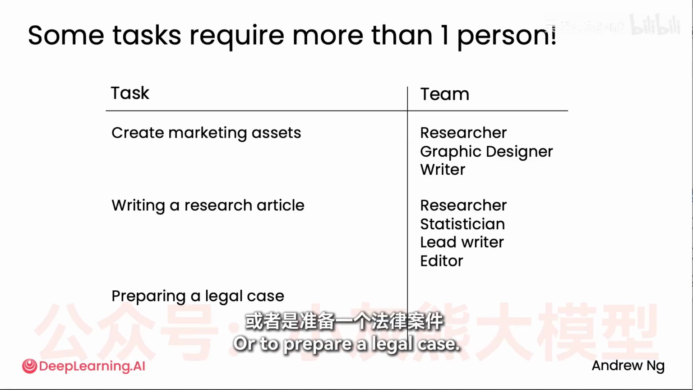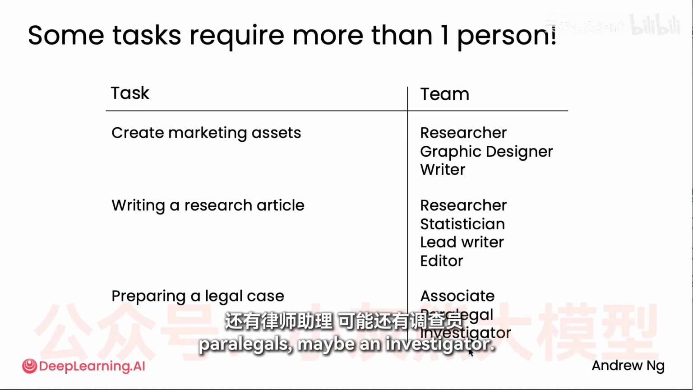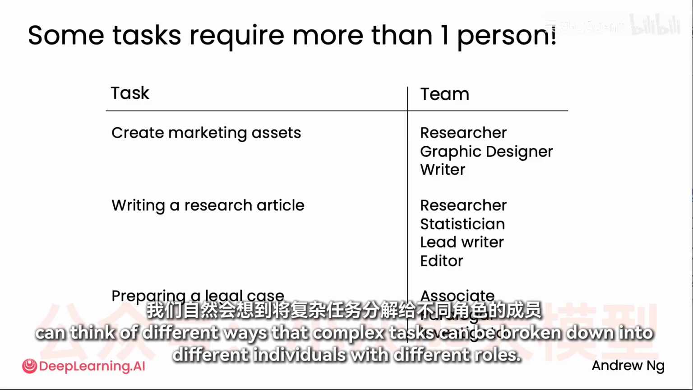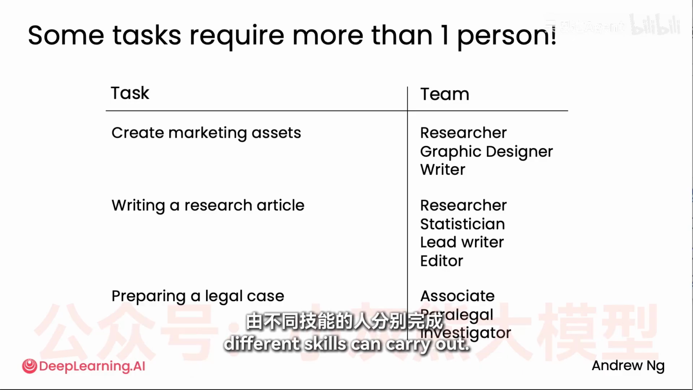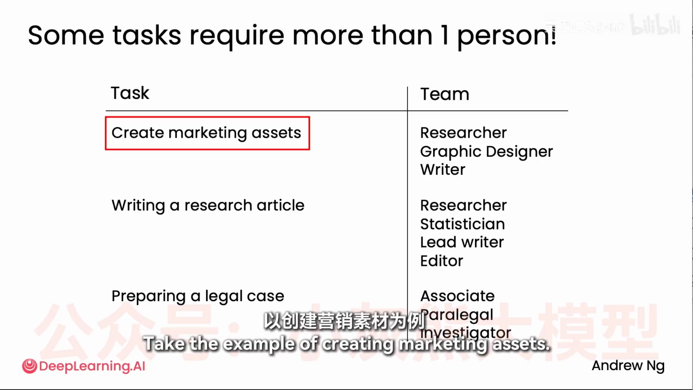Or to prepare a legal case. Real law firms will often have associates, paralegals, maybe an investigator, and we naturally, because of the way human teams do work, can think of different ways that complex tasks can be broken down into different individuals with different roles. So these are examples of when a complex task will already naturally decompose into subtasks that different people with different skills can carry out. Take the example of creating marketing assets.